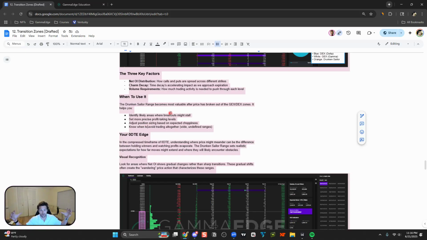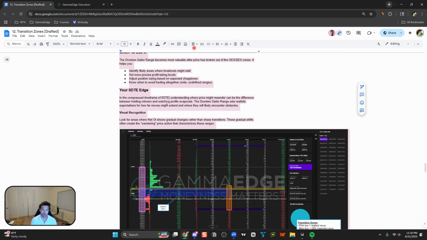If we have massive transition zones, as an example, could be wide undefined ranges, or maybe that is an environment where you thrive. Now, specific to your 0DTE edge, in a compressed time frame that is 0DTE, understanding where price might meander can be the difference between holding winners and watching profits evaporate. The Drunken Sailor range sets realistic expectations of how far moves might extend and where they're likely to encounter obstacles.